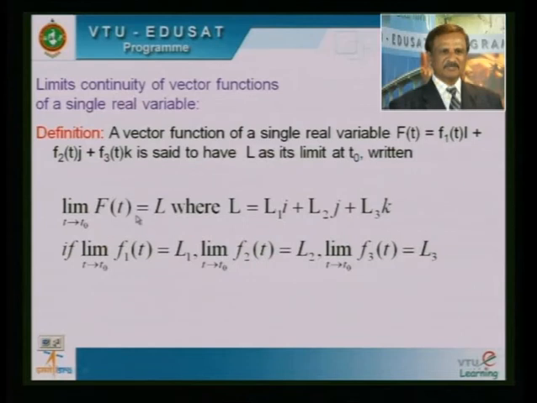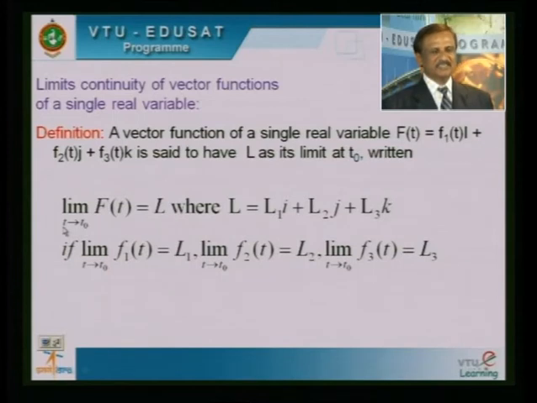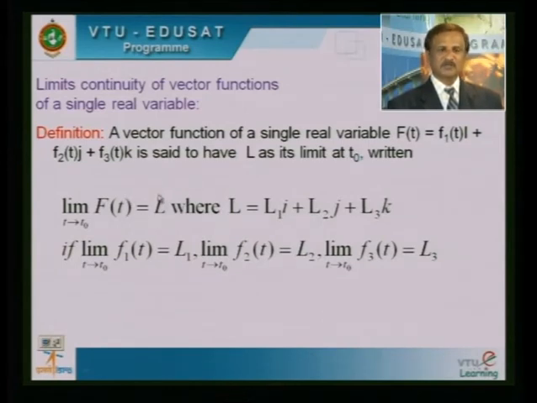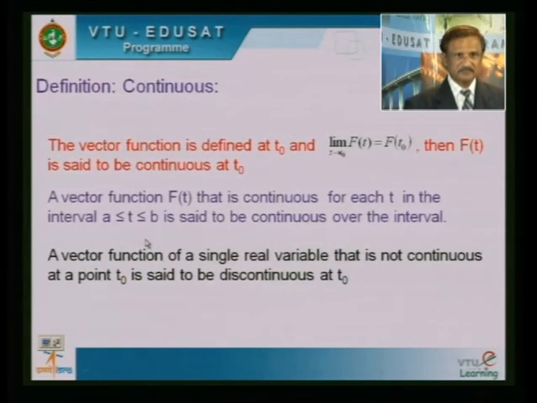So finally, you can write the limit of f of t as t tends to t naught is equal to L. It means that as t moves towards t naught, the function f of t also moves towards L. It does not mean that it must be exactly equal to L. Sometimes f of t is only very close to L, not exactly equal to L. So f of t moves very close to L as t moves very close to t naught, where t naught is a particular number.